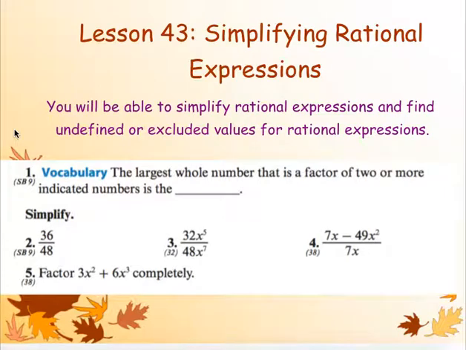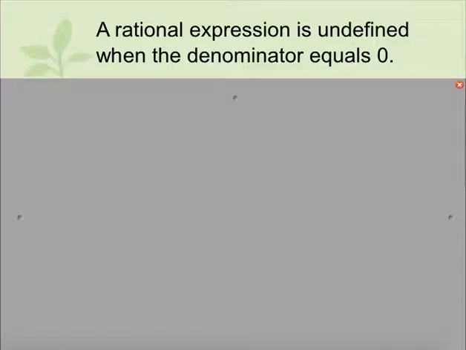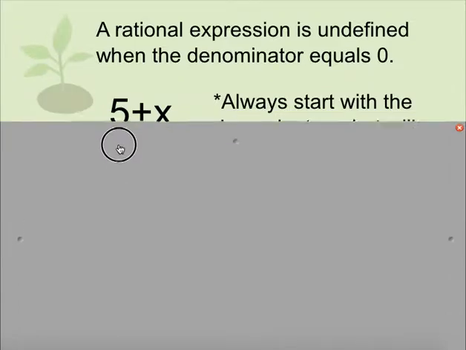Algebra 1, Lesson 43, we are simplifying rational expressions. So these are expressions that have variables in the denominator. And one thing that we have to make sure that we look out for is the fact that a rational expression can become undefined if the denominator equals 0. So if we have that variable in the denominator, we need to make sure that we exclude a value or values that would make the denominator 0 because we don't want an expression to become undefined.